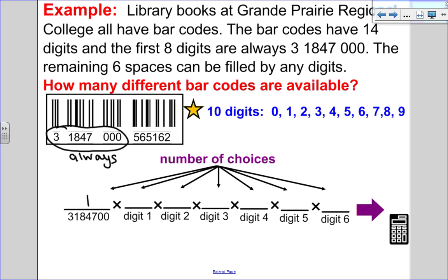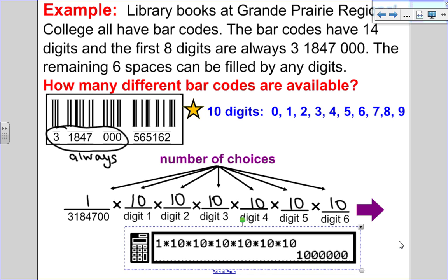And then it said it can have any digits, 6 digits after. It didn't say anything about repetition not being allowed, so I can safely assume there are 10 choices for this digit, 10 choices for this digit, and so on. So if I were to multiply all of those together, that would give me the total number of barcodes possible. And so I do exactly that, and I can see, looking at my answer here, that there are 1 million possible barcodes at this library.